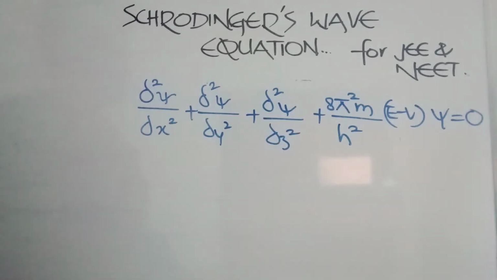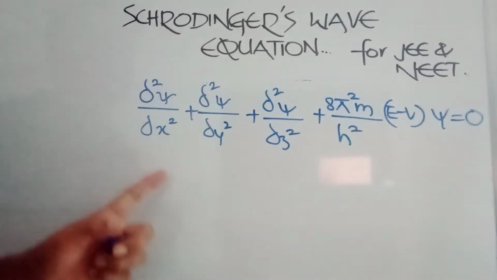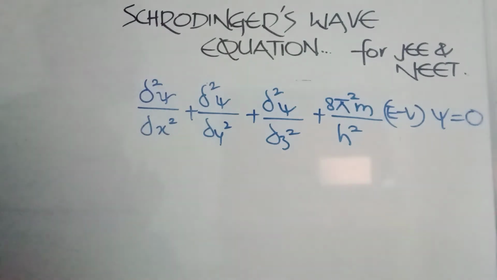H is Planck's constant, known to you. m is the mass of the electron. x, y, z are three different axes, the Cartesian axes. So ∂²ψ/∂x² + ∂²ψ/∂y² + ∂²ψ/∂z² + (8π²m/h²)(E − V)ψ = 0. Even this expression is not given as an equation in the NCERT, so don't worry much about it.